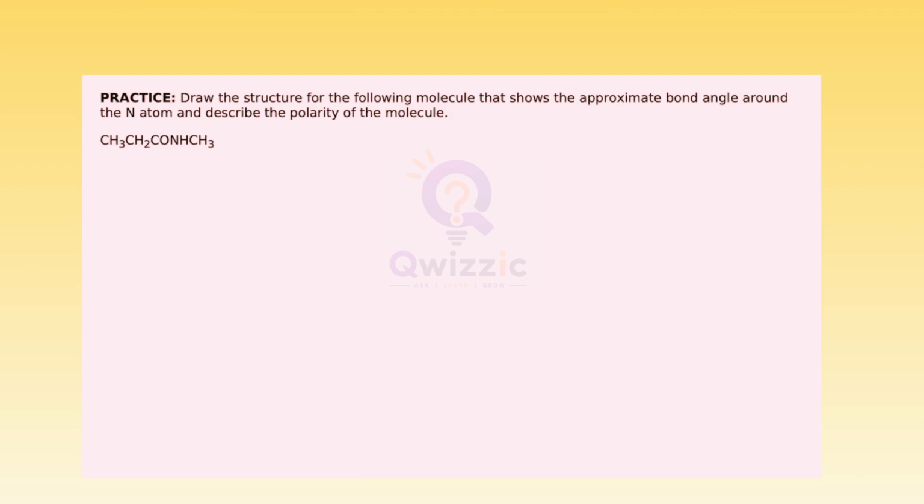Hello everyone, so in this video we have to draw the structure for the following molecule that shows the approximate bond angle around the nitrogen atom, so the N atom, and describe the polarity of the molecule. So here we're given this huge molecule and we have to go ahead and draw this out.